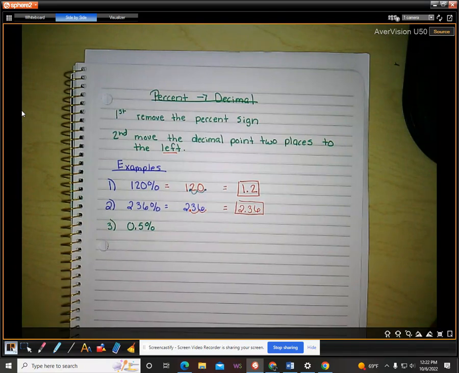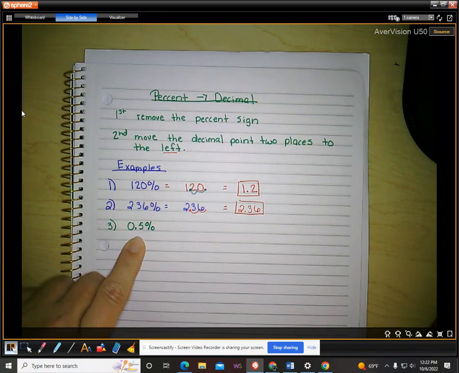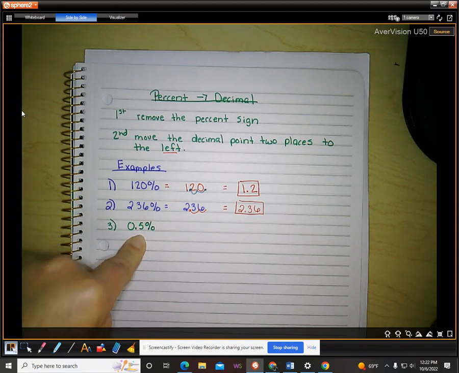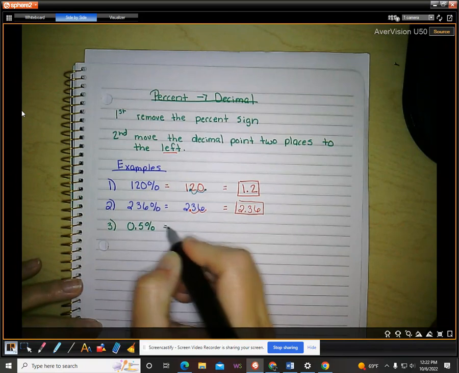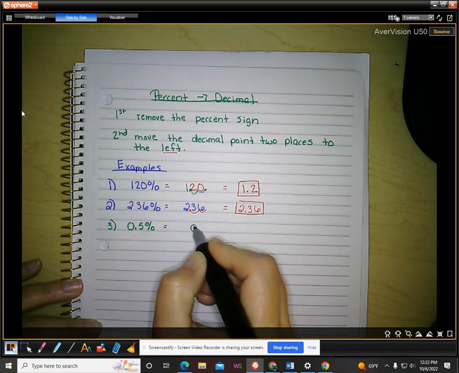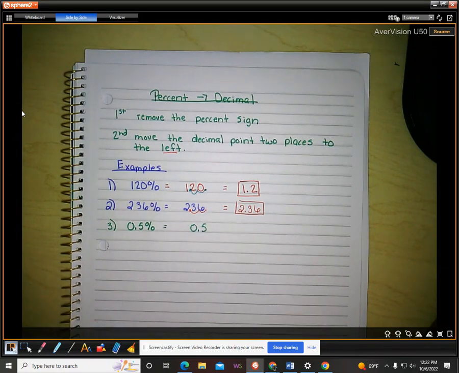So if 0.5% is not even 1 full percent, we should know our answer should be nowhere near 100, right? We're not even at 1%. Okay, so to change it to a decimal, remove the percent sign. So it's still 0.5.